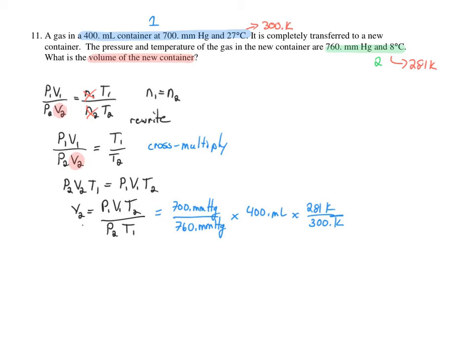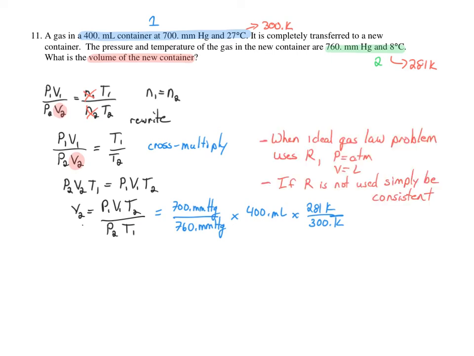Okay, now listen very carefully here. We see these units of pressure are millimeters of mercury. Now, we do not need to spend time converting between millimeters of mercury to atmospheres and then back again. These two units will cancel each other out. All right, when there's an ideal gas law problem that uses R, you have to make sure that pressure is in atmospheres, volume is in liters. If R is not used, all you have to do is use consistent units. So here, millimeters of mercury is going to cancel out with millimeters of mercury.